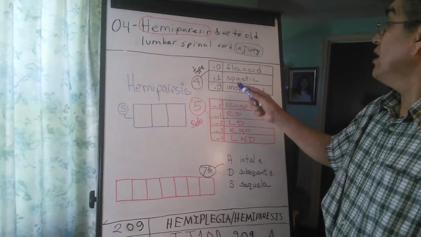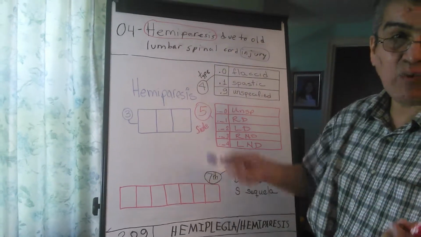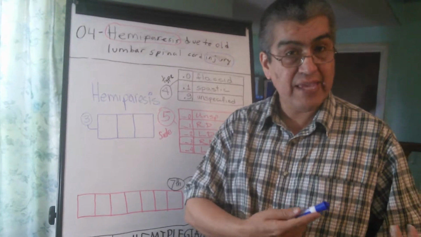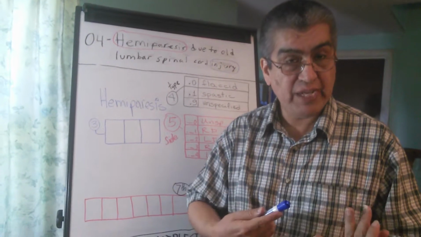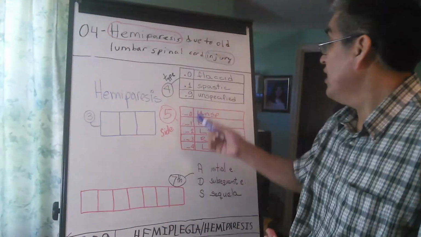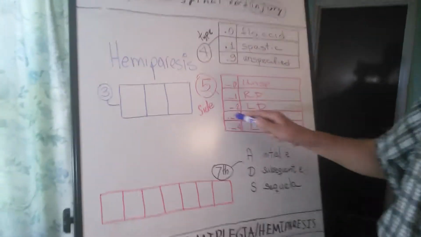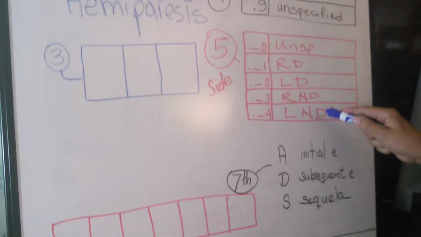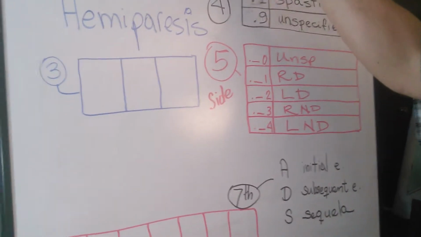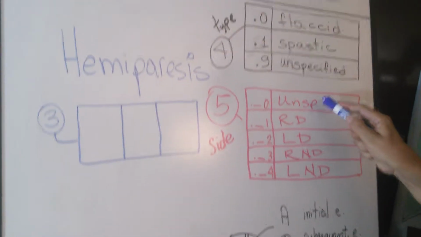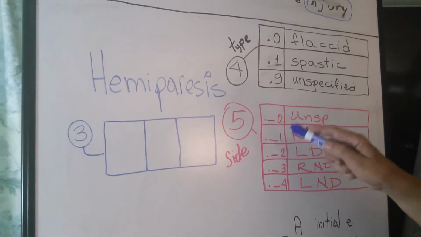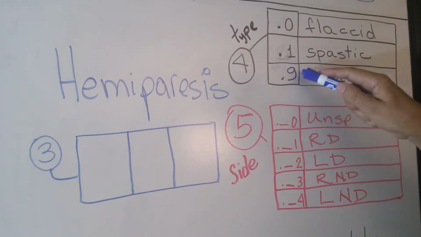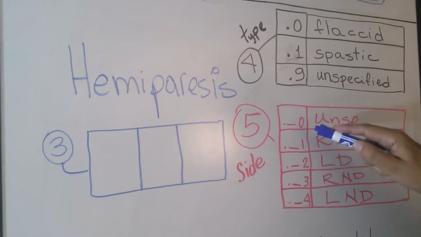It also doesn't say what side of the body, because hemiparesis is half of the body. Is it the right, the left, the dominant side, the non-dominant side? That's the 5th character. Right dominant, right non-dominant, left non-dominant. It doesn't tell us in the text, so we have to go with unspecified, which is the 0. So we know already that the 4th character is 9, and the 5th character will be 0.